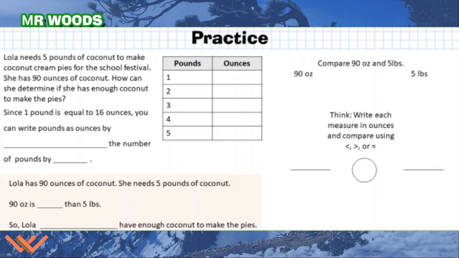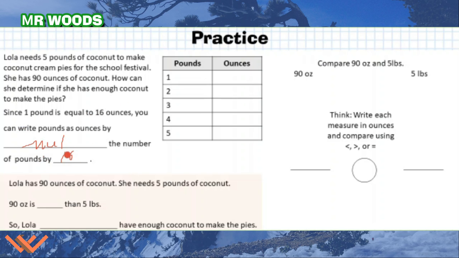Let's continue our practice. Lola needs 5 pounds of coconut to make coconut cream pies for the school festival. She has 90 ounces of coconut. How can she determine if she has enough coconut to make the pies? Since 1 pound is equal to 16 ounces, you can write pounds as ounces by multiplying the number of pounds by 16. Okay, that's what is given here. 1 pound is equal to 16 ounces.